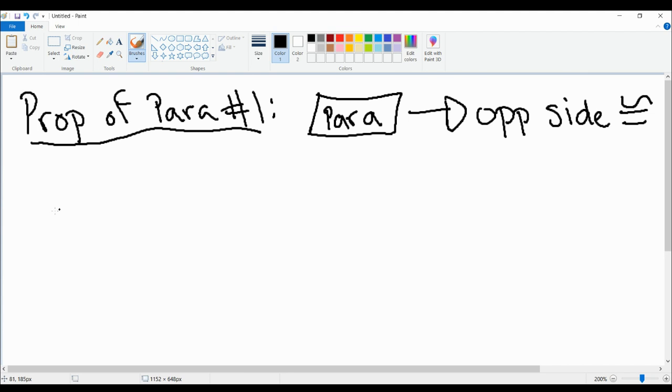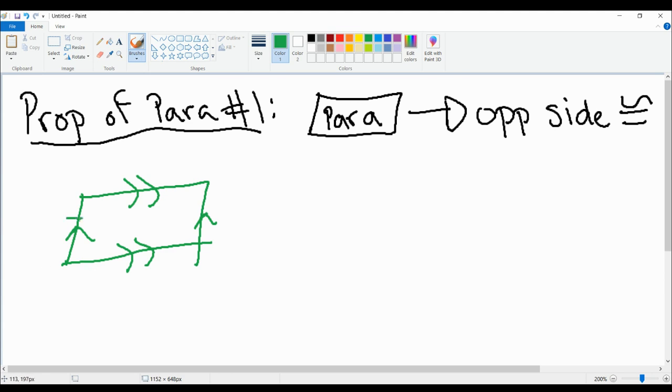For example, we'll have a parallelogram drawn right here. That's the parallelogram, I guess. And a parallelogram always has parallel sides, two pairs. So what this is stating is that this side is also congruent to this side. This side is congruent to this side, and this side is congruent to this side. So that's what this theorem is saying. It basically says that opposite sides are congruent in a parallelogram. Now remember, these theorems only work for a parallelogram.